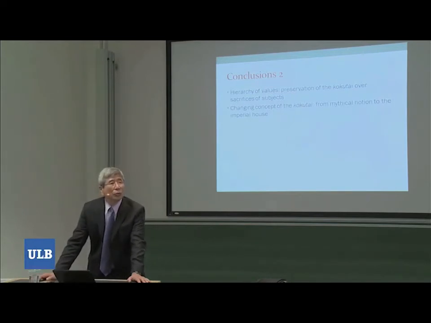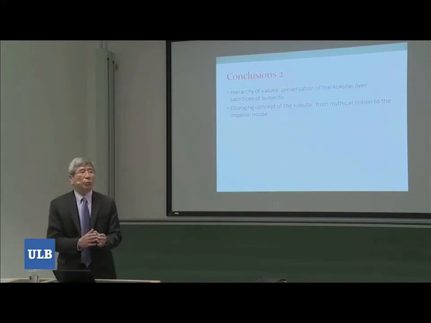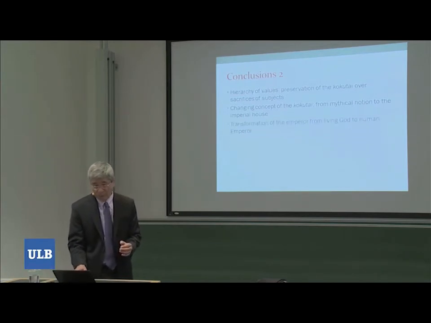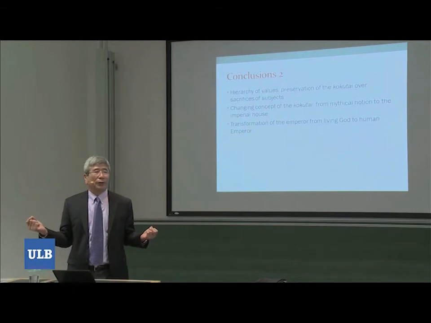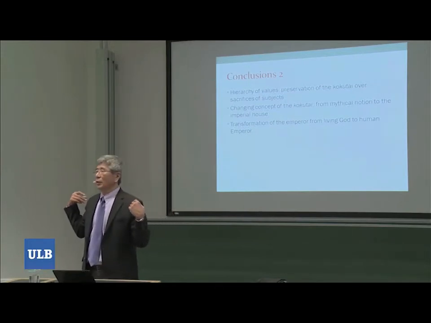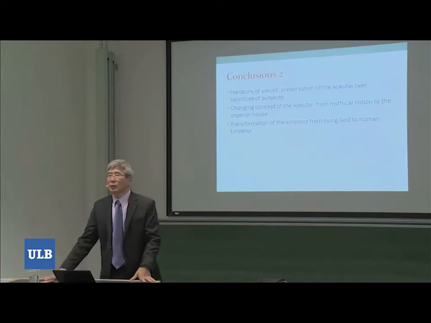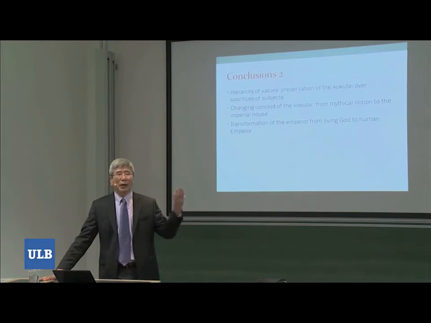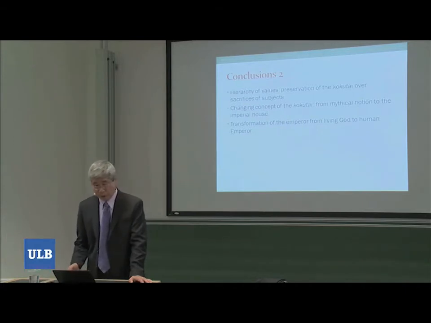And then throughout this crucial moment, the concept of kokutai changed from a mythical notion to the very narrowest notion, preservation of the imperial house. That means the transformation of the emperor from the living god to human emperor. It is accepted that Ningen Tenno, the human emperor, took place only under MacArthur's occupation, when the emperor came to see MacArthur, and that was the moment when a human emperor was born. But I would argue that that transformation took place during that crucial moment of the surrender decision.